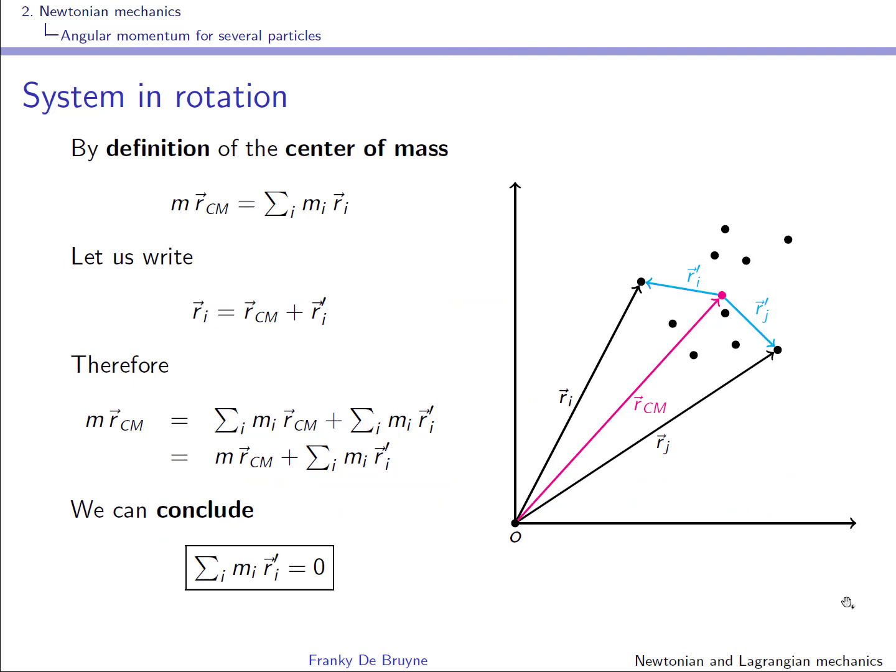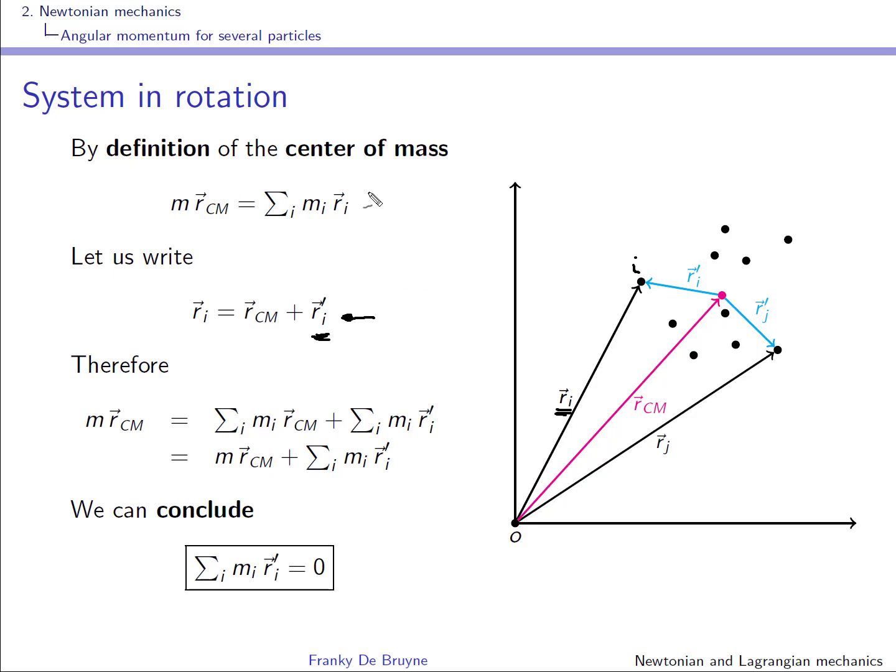Okay, so in the next slides I will be working not with this position vector for particle i, but I will write this position vector Ri as the sum of the position vector of the center of mass plus some other vector that I will be calling Ri prime. Okay, and these vectors here have some properties that I want to show.